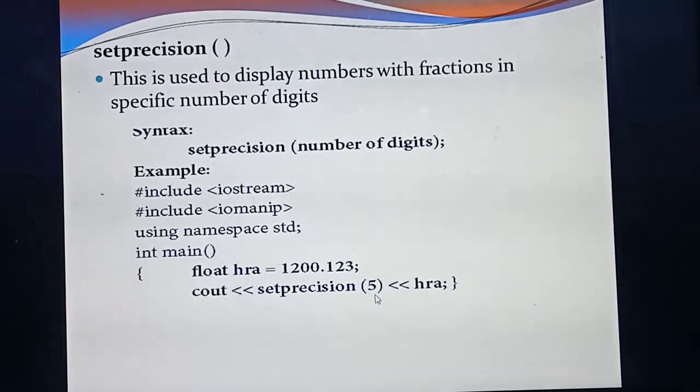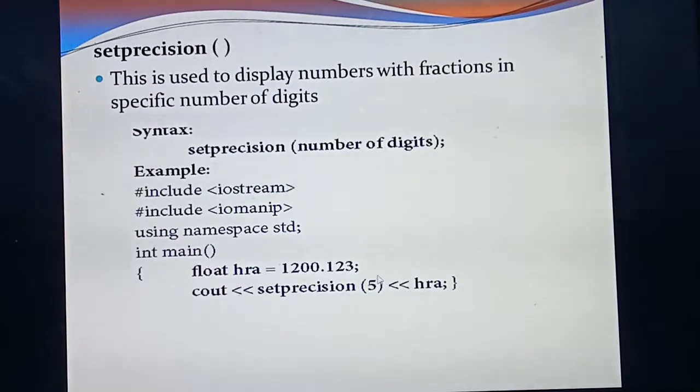Next, listen. On the output screen, to which variable are you going to apply this setprecision? You have already declared a variable called HRA, so you are calling the variable HRA. In the output, say the answer. What answer will you get? setprecision of 5, so totally only 5 digits you can expect in the output.